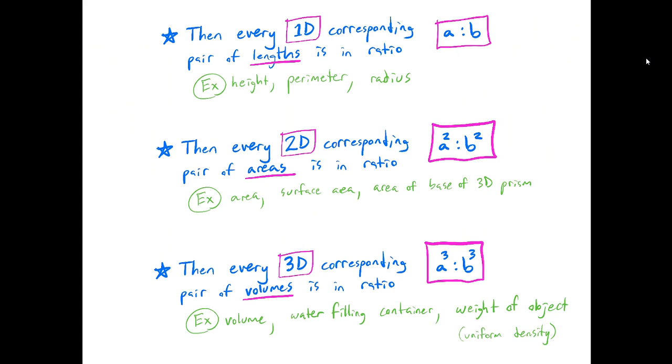It might be more real world, like you have water or sand filling a container. That's volume. Or it might even be like, what's the weight of an object? You'll see that in some problems. And as long as it's made of the same material, like for example, a uniformly dense steel ball, then adding more volume just increases the weight.